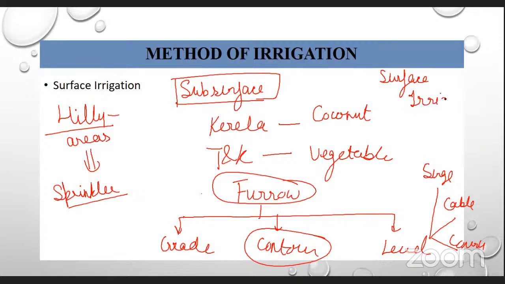Question: due to intercultivation in maize crop, which type of furrow method is used? The shallow furrows in maize crop made during the intercultivation.